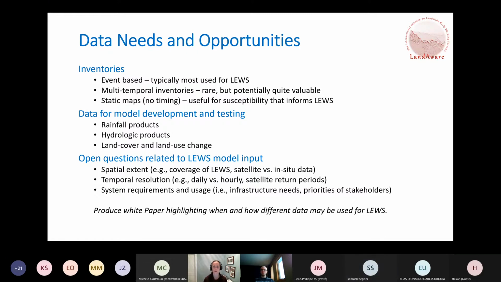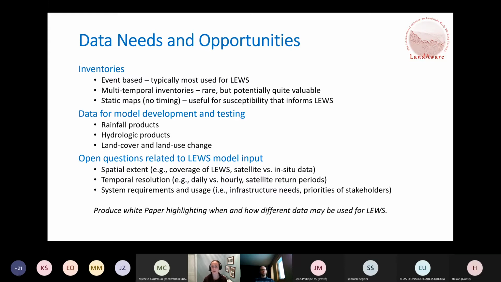And then lastly, in terms of open questions related to landslide early warning system models, one of the questions we have is, what data do you need for what scale of model? That can vary quite broadly in terms of how you evaluate your model, how you parameterize it, and what data might be sufficient for that type of system. How often these models are run speaks again to the data needs and requirements. And then, of course, system requirements.